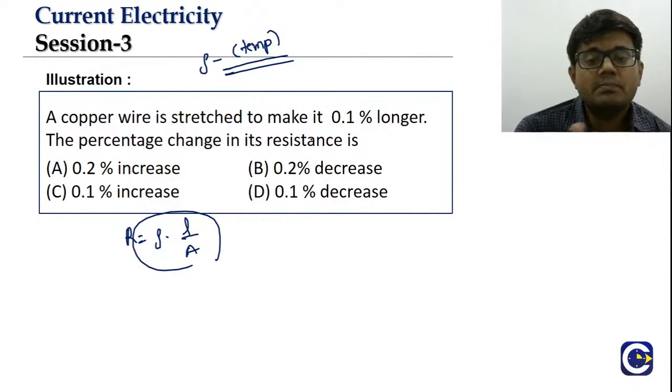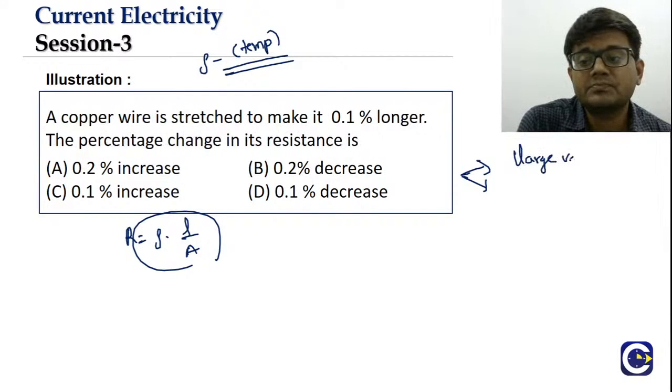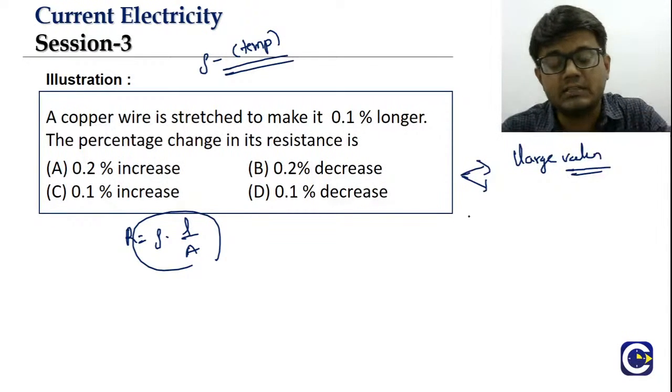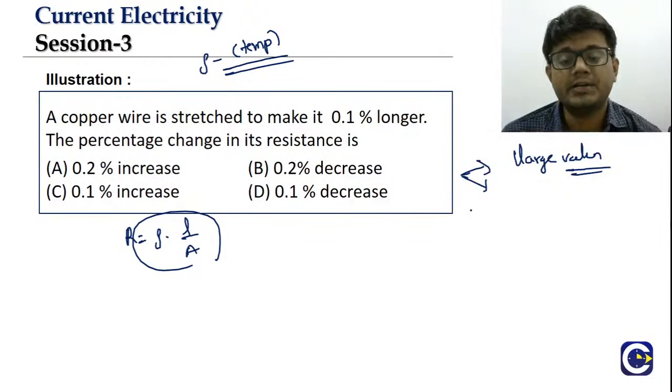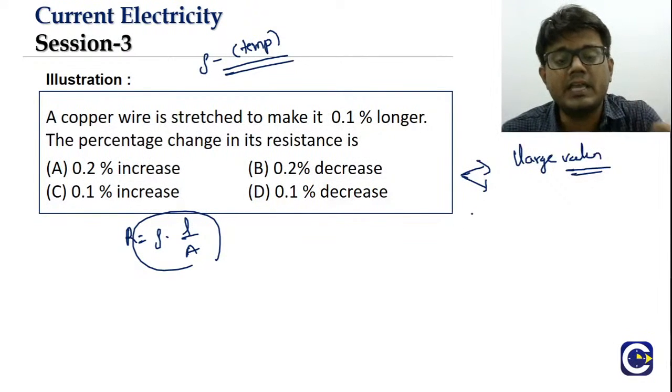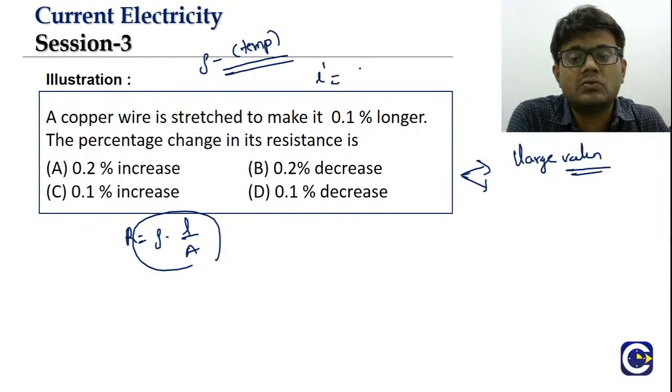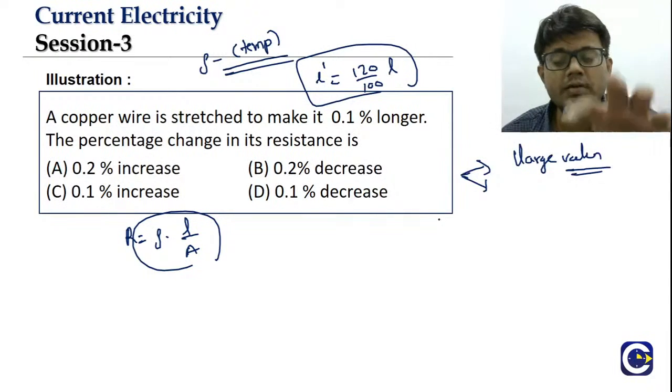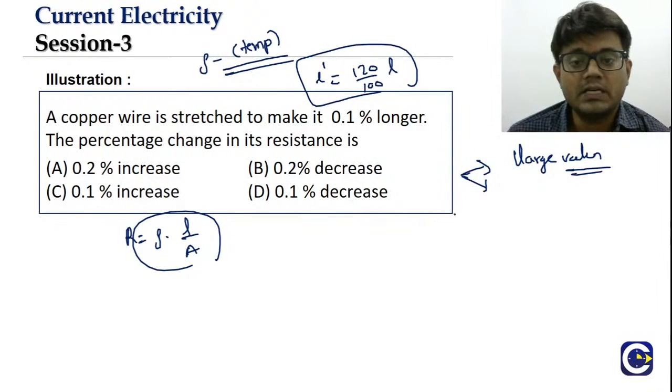First of all, in percentage change variation questions, two kinds of approach come up. One is when we have percentage changes which are large values, like a 20% or 30% change. If they say length is increasing by 20%, we have to take the final length L dash, which is 20% increasing, meaning 120 by 100 into L. So we have to take the actual final values of that particular parameter, substitute them in the relations and get the answer. That is one, when the percentage change values are large.